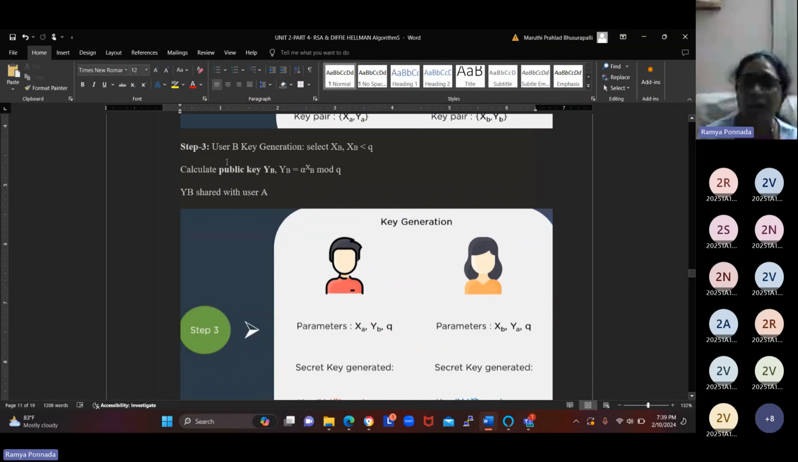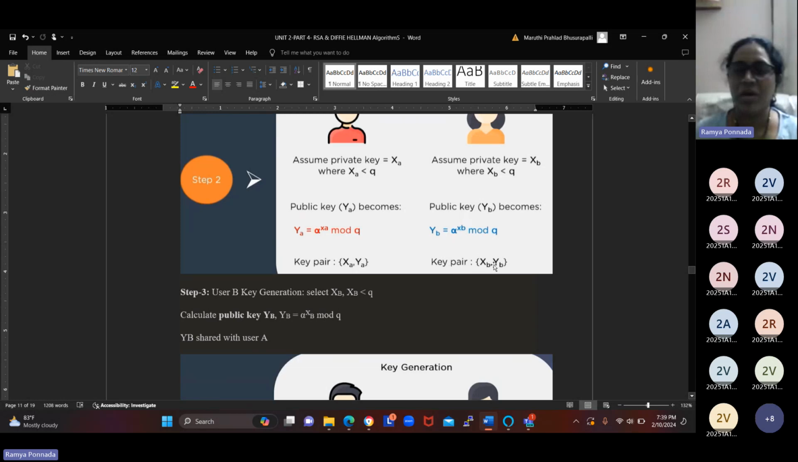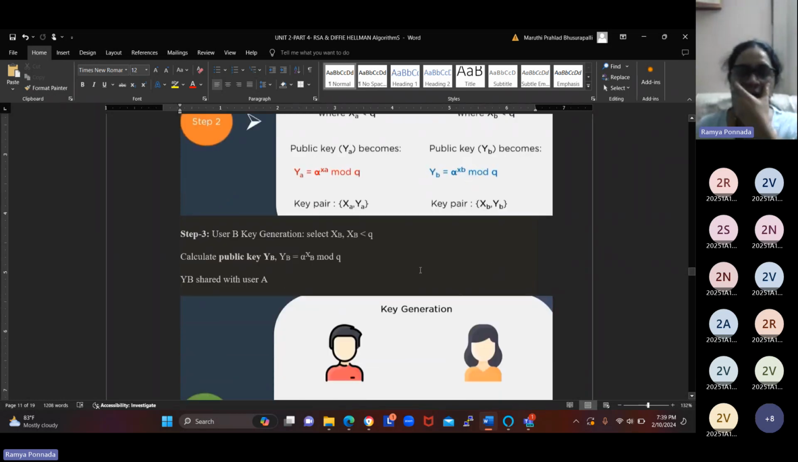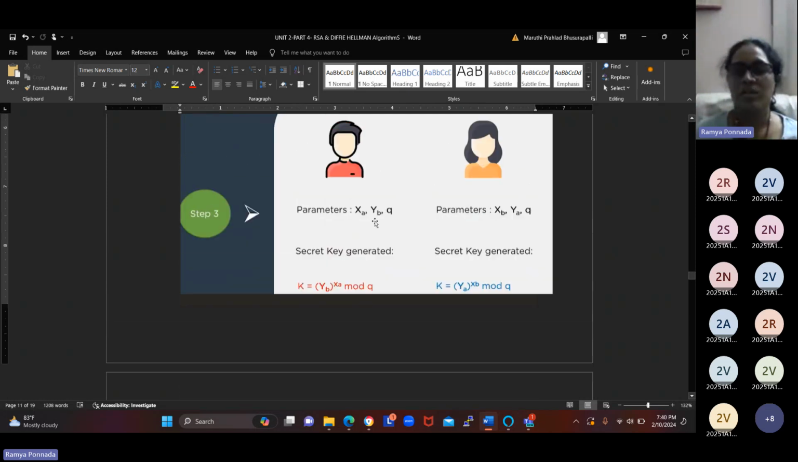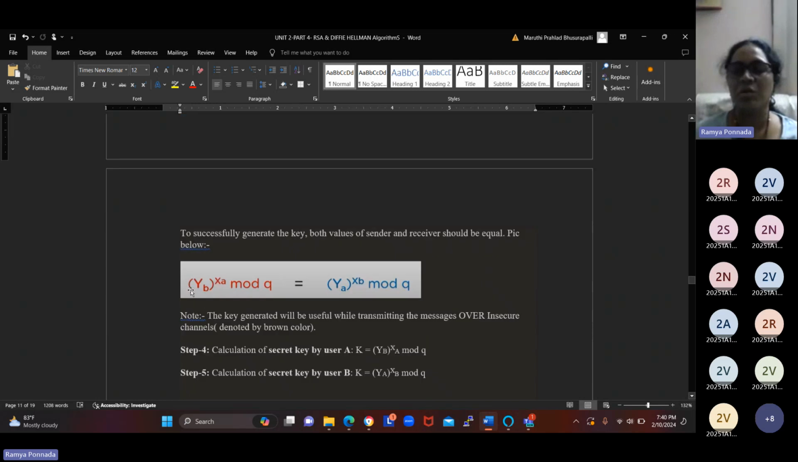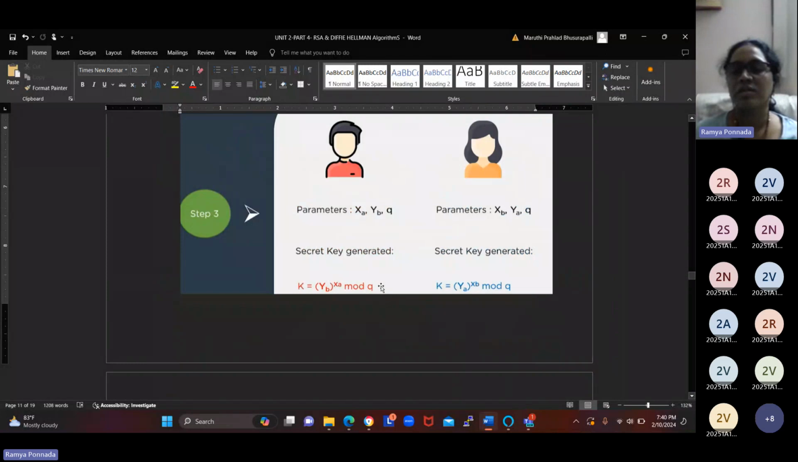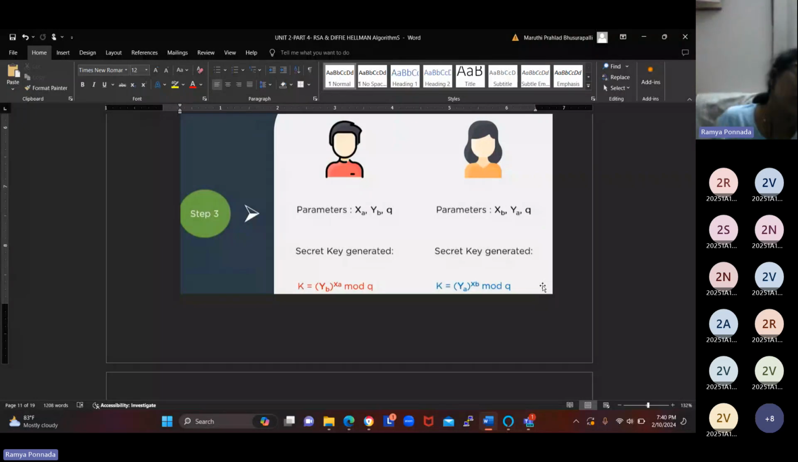Next, user B is nothing but the receiver. He is going to check and calculate the YB value. This is the YB value, which I have already explained. Whatever key value you get on this side and this side, the key value on the sender side and the key value on the receiver side, both should be equal. Once they are equal, that key value is considered the secret key, and you will understand once I compute it mathematically.